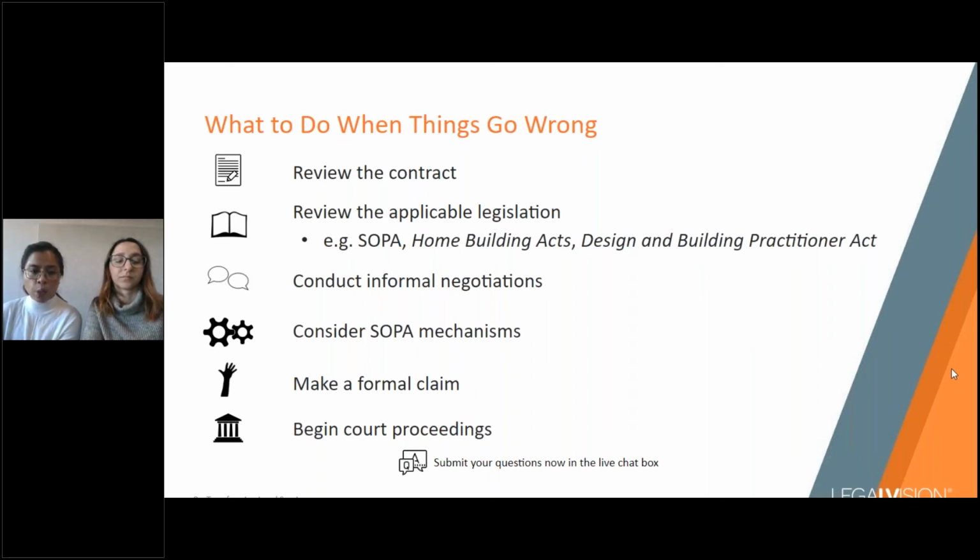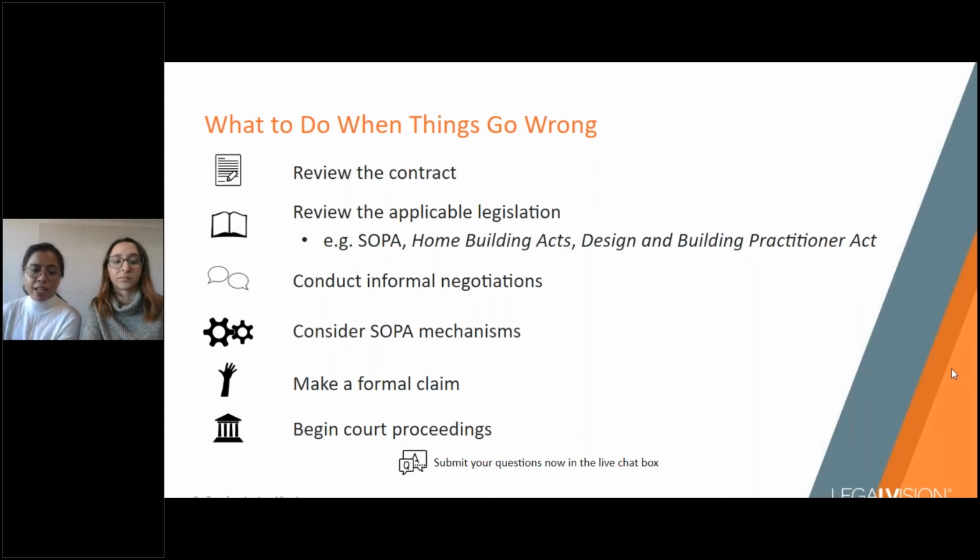In any event, it will always be open for the parties to engage in informal negotiations. In fact, this is highly recommended. Even if you're going under the SOPA, other than the time limitations allowed for in that forum, nothing stops you from engaging in informal negotiations. In fact, we've had parties come to a settlement before an adjudication application is lodged.